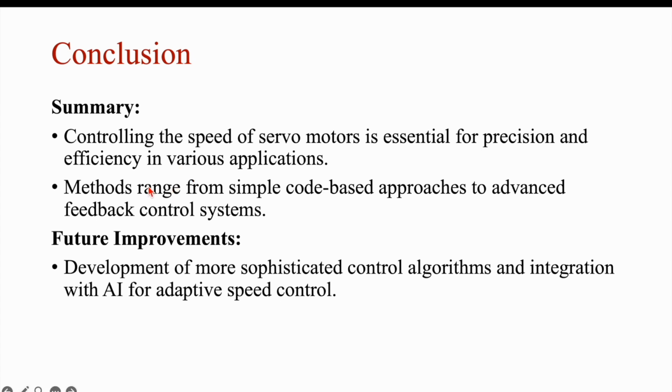So what is basically the summary? Controlling the speed of a servo motor is essential for precision and efficiency in various applications. Methods range from simple code-based approaches to advanced feedback control systems. What are the future improvements that can be done? Development of more sophisticated control algorithms and integration with AI for adaptive speed control.